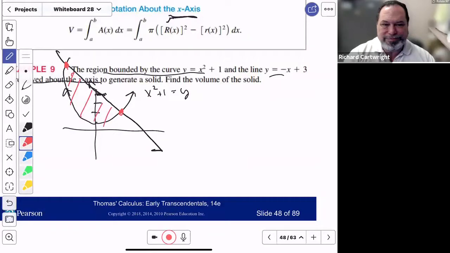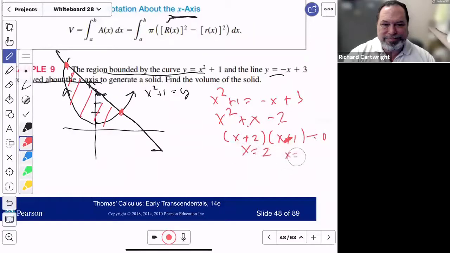I need to find where they cross. So I'm going to set those equal to each other, which we've done before. He's given us relatively simple equations, because it's x squared plus x minus 2, and that factors easily. Whoops, in the wrong place, don't I? I need to put the plus here and the minus here. That makes a big difference, because I want a positive 1 and a negative 2. Equal to 0. So x is negative 2 and x is 1. So right here, negative 2 and 1.